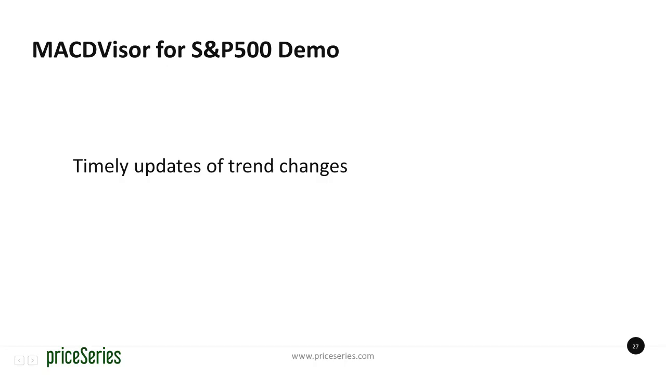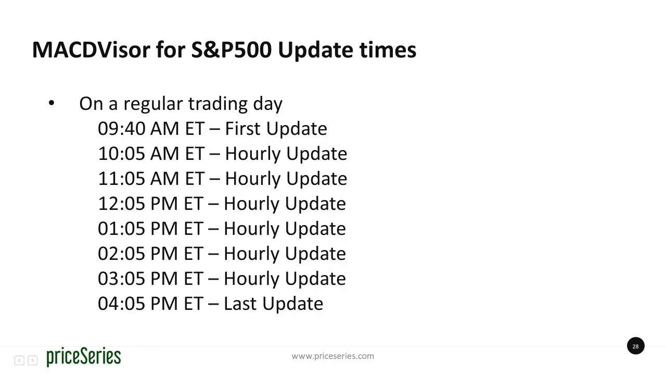We have seen that MACDVisor can present and sort opportunities based on potential gain. Let's view how well it does on our third requirement of timely updates. MACDVisor is updated 8 times every trading day. The first update happens at 9:40 a.m. Eastern Time. This is followed with an update 5 minutes past every hour from 10:05 a.m. Eastern to 4:05 p.m. Eastern Time.